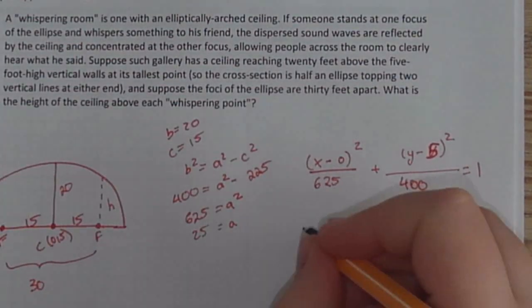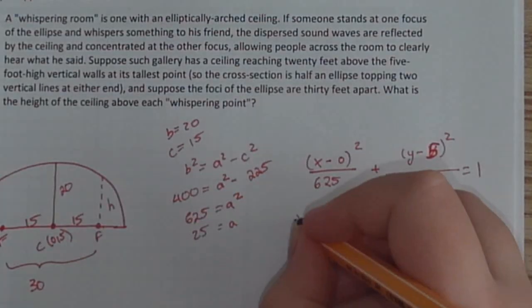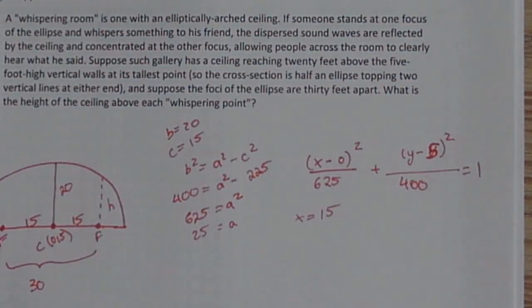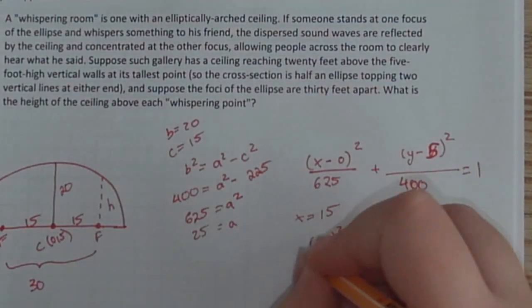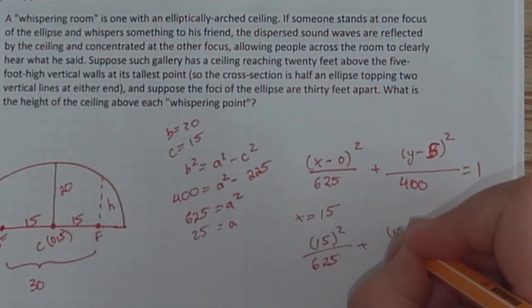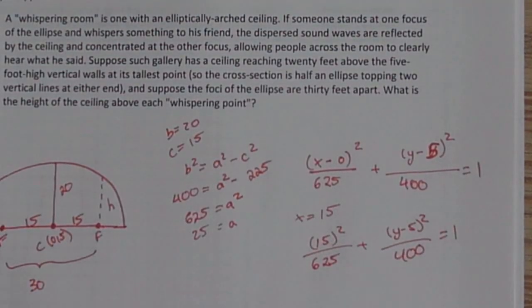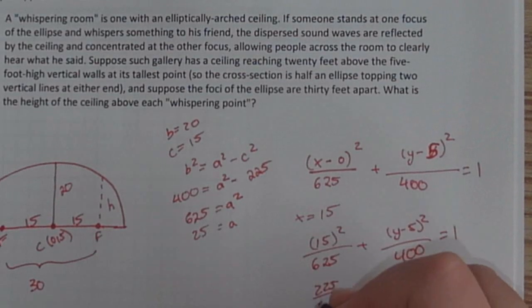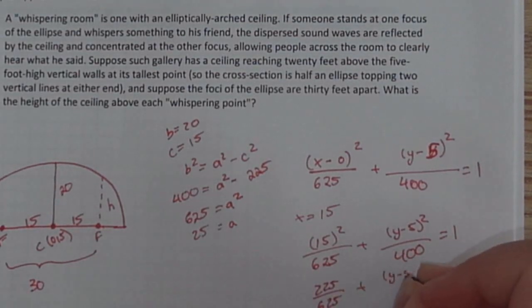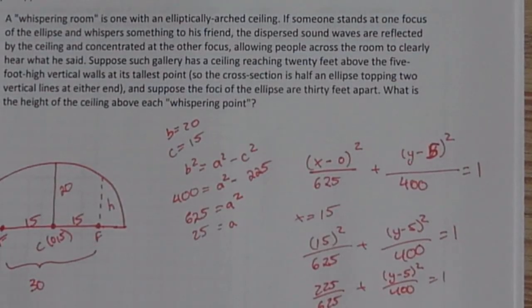Now for our height here that we're trying to find, x would be equal to 15, and we're trying to solve for y, so we have 15 squared over 625 plus y minus 5 squared over 400 equals 1. 15 squared was 225. So we're doing 1 minus the 225 over 625. So we get y minus 5 squared over 400 equals 16 over 25.